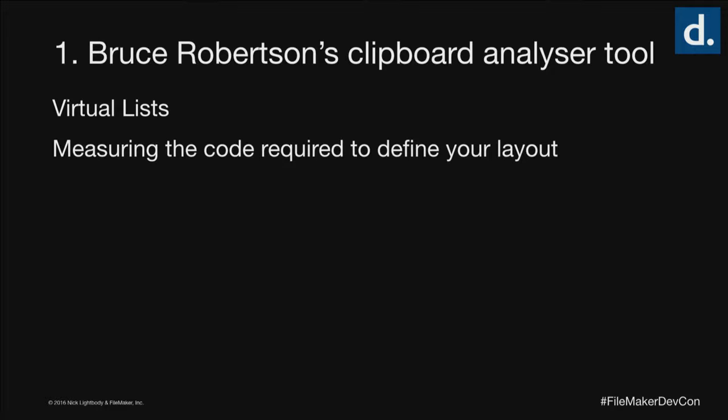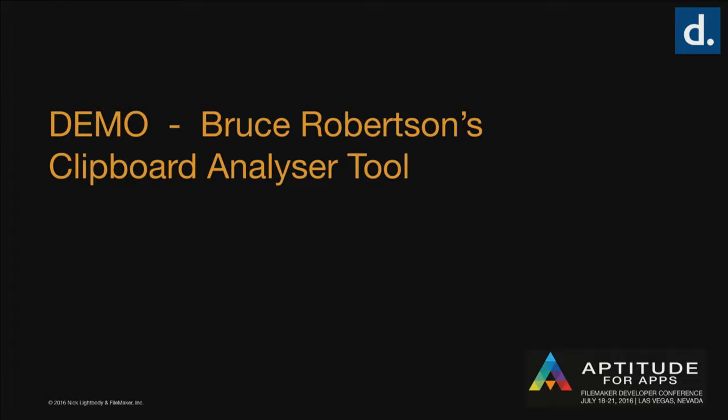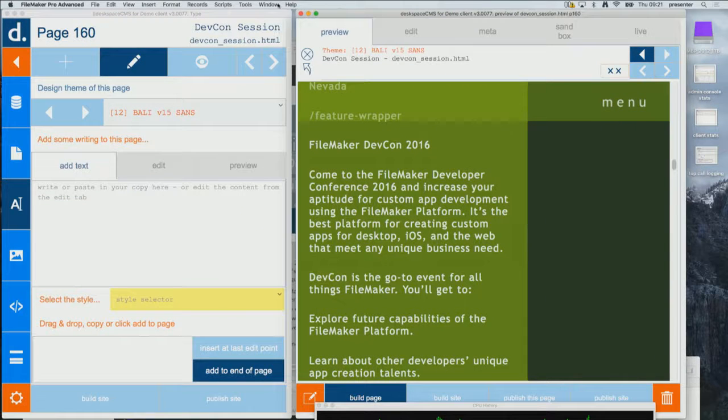What it's doing is measuring the code required to define your layout. And the amount of code required to define a layout is going to control the amount of network load getting to your little device. It's also going to contribute, obviously, to the amount of processing that your device has to do in order to render the design. It is essential that everyone in this room knows to avoid local styles, but sometimes that's quite hard to spot. It's essential to flatten your theme so that all the local styles you create when you change things are reincorporated in the current theme. So let's take a look at this.